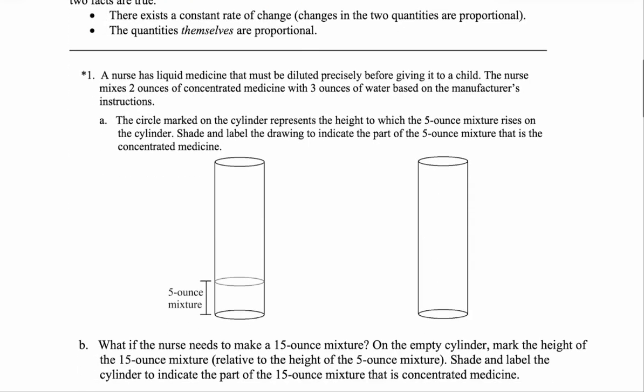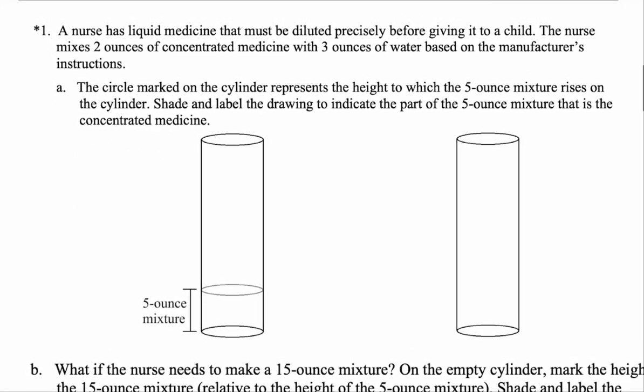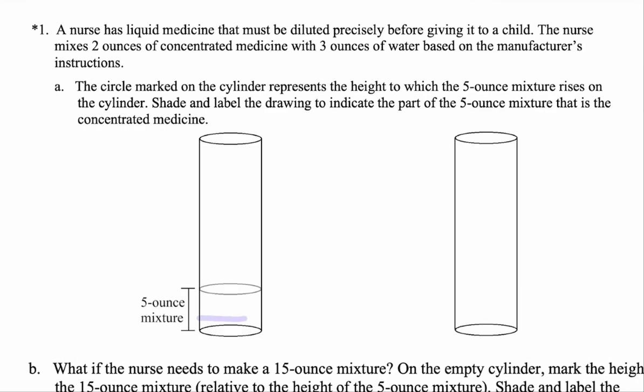Okay, so let's take a look at this picture here. It says a nurse has liquid medicine that must be diluted precisely before giving it to a child. The nurse mixes 2 ounces of concentrate medicine with 3 ounces of water based on the manufacturer's instructions. The circle marked on the cylinder represents the height to which the 5-ounce mixture rises on the cylinder. Shade and label the drawing to indicate the part of the 5-ounce mixture that is concentrated medicine. So it says that we have marked, so I'm going to put it in one color. That 2 ounces would be the medicine.